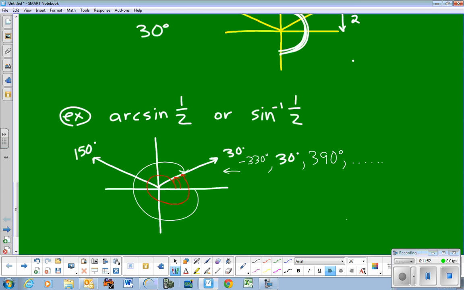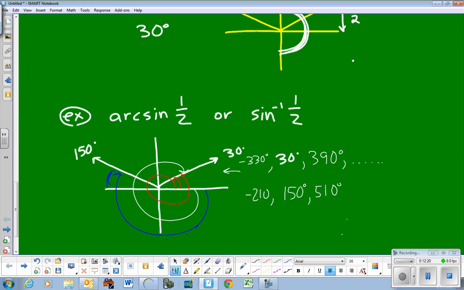Now, the 150 starts another string like that one. 150 plus another time around the circle, which would be, I believe, 510. The negative version of 150, this one right here, would be negative 180 plus 30 more, which would be negative 210. And they go on and on forever.